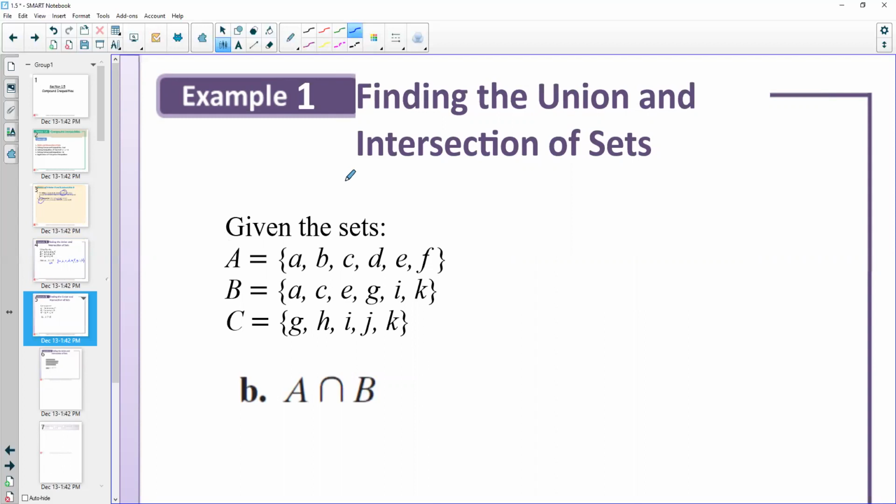In and, when I'm looking at A and B, I only want the things they have in common. So they both have an A, they both have a C, they both have an E, but that's it. So and in this case, and in most cases, is a significantly smaller set, okay? Because it really is just the overlapping parts.